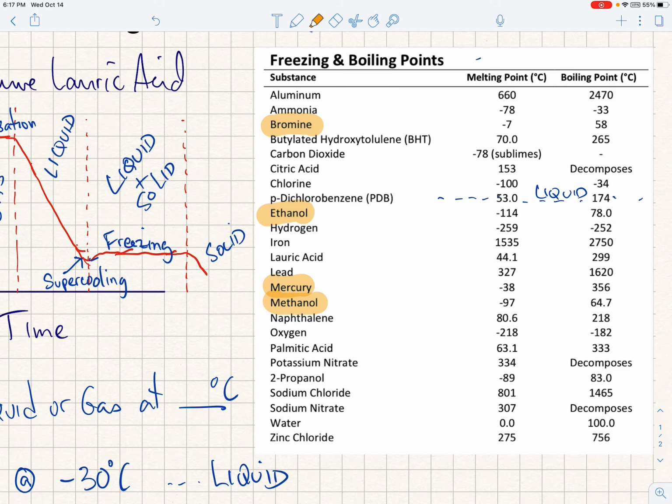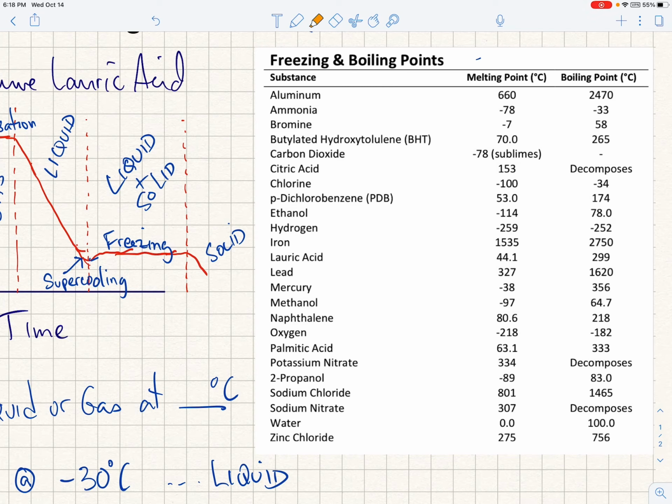Methanol, also for the same reasoning. 2-propanol for the same reasoning, and water for the same reasoning. So those are all liquids at 25 degrees. One last one, suppose you want to find substances that are gases at 0 degrees Celsius. Which substances are gases at 0 degrees Celsius? Pause the video and see if you can figure that out.